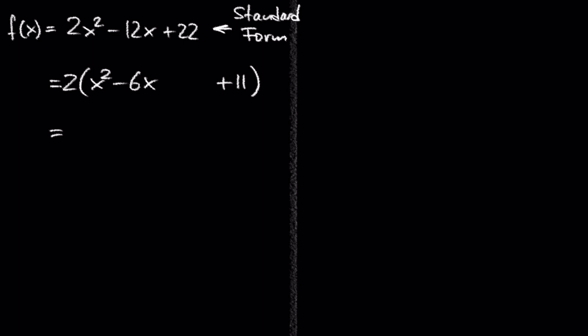This pre-step is very important, so always make sure that you have a form where you only have x squared and not x squared with something in front of it.